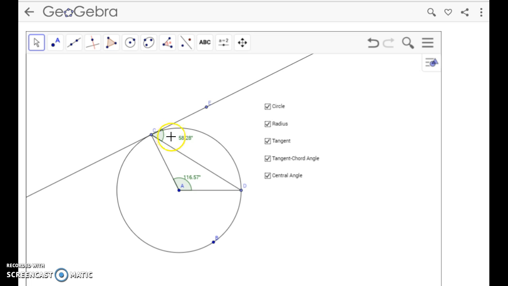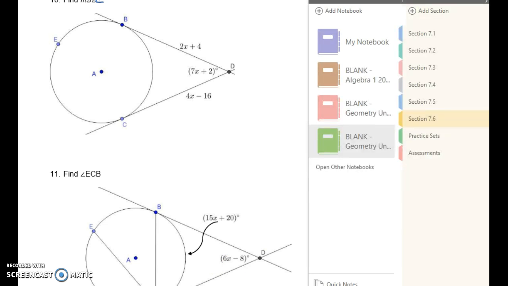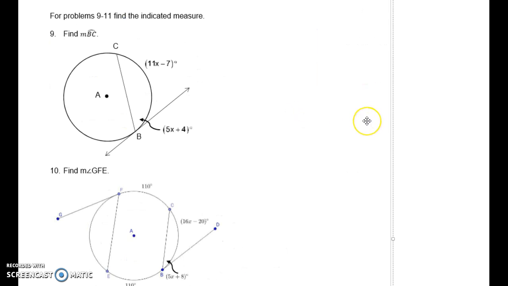The tangent chord angle is 58.28. Let's move some things around and see if we can get a nice measurement there. This is 135. Half of 135 is 67.5. So the tangent chord angle is going to be half of the measure of the arc that it cuts off. Very similar in structure to the inscribed angle that we've already explored. So let's take a look at some examples with that.